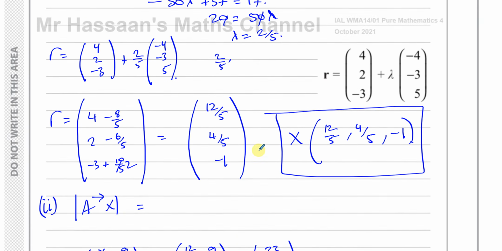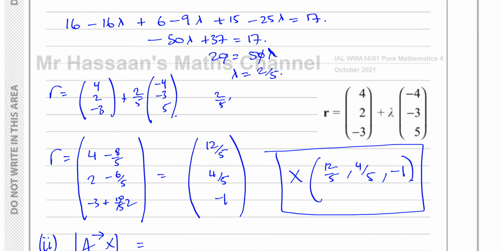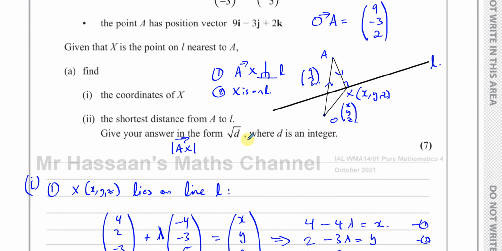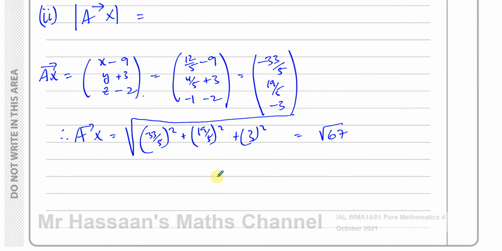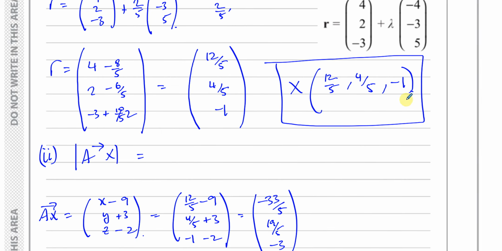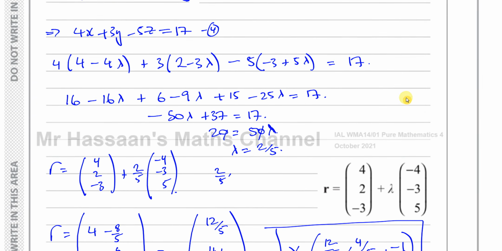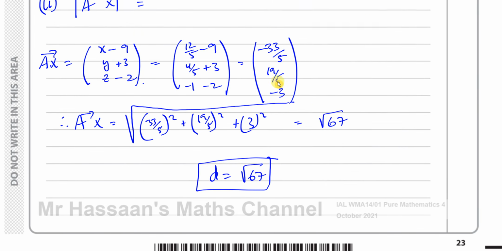And that's what we had to find, I think, in the form root d, where d is an integer. Okay, good. That's the answer to part d. So we can say d is equal to the square root of 67. Okay, so we use the fact we need to find the magnitude of the vector from A to X. All right, so there's the answer to part a.